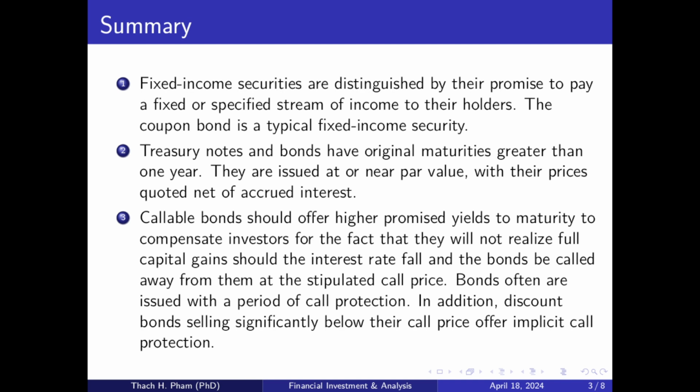Callable bonds should offer higher promised yields to maturity to compensate investors for the fact that they will not realize full capital gain should the interest rate fall and the bonds be called away from them at a stipulated call price. Bonds often are issued with a period of call protection. In addition, discount bonds selling significantly below their call price offer implicit call protection.